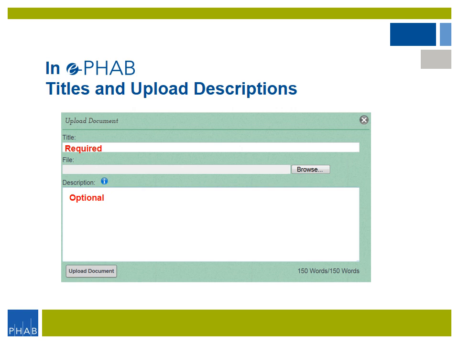Here's a screenshot of the upload feature in e-PHAB. As you can see, there's a text field for the title and the document description. You'll upload files just like you would add an email attachment. You'd select Browse, find the file on your system, and upload it into e-PHAB.